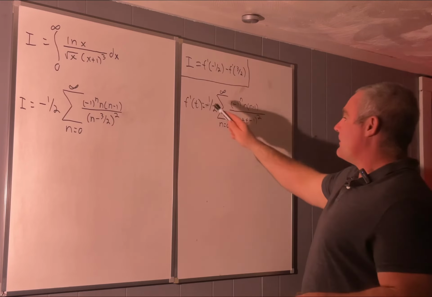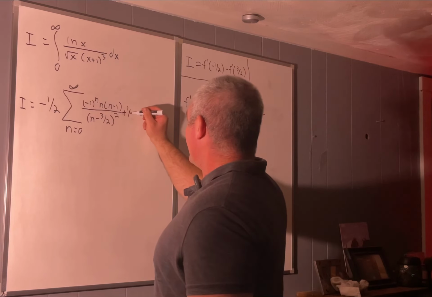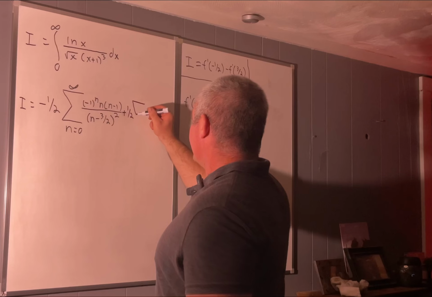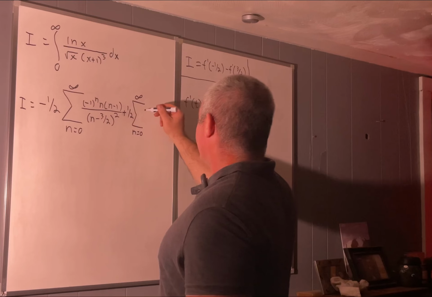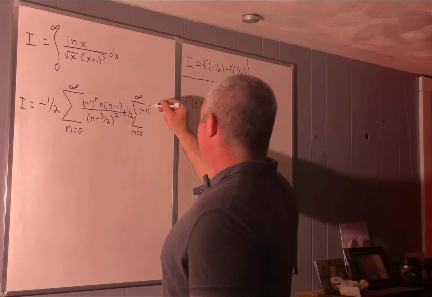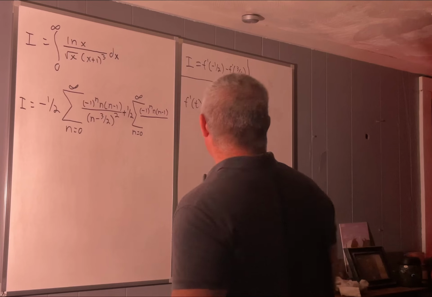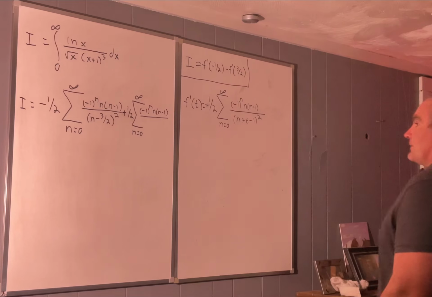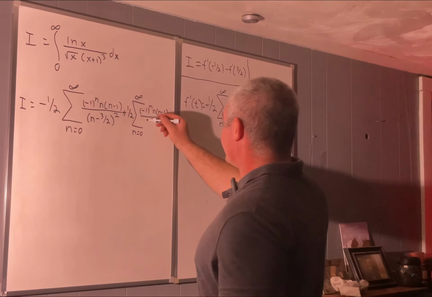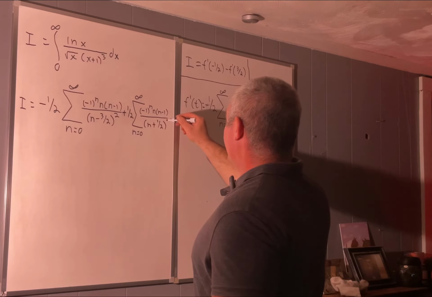All right, and then we have minus f prime evaluated at 3 halves. Well, minus a minus is a plus. So now we have plus 1 half the sum from n equals 0 to infinity of negative 1 to the n times n minus 1 all over, let's see, this time it's going to be replaced with a 3 halves. So 3 halves minus 1 is 1 half. So that's n plus 1 half squared.